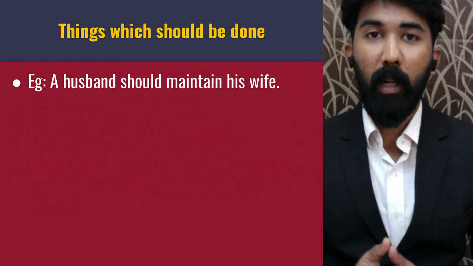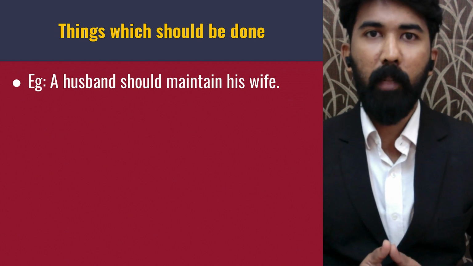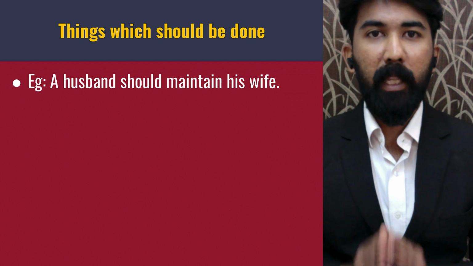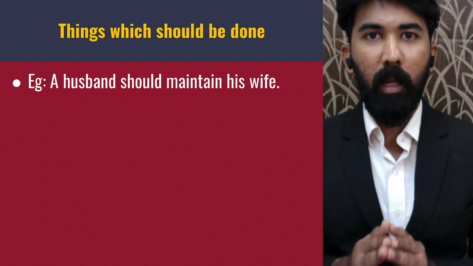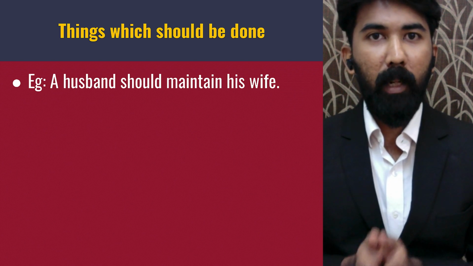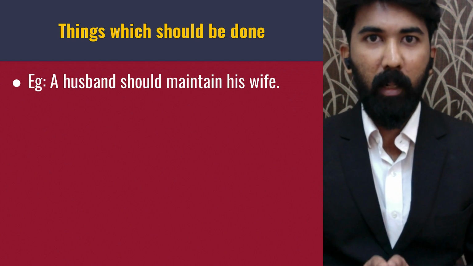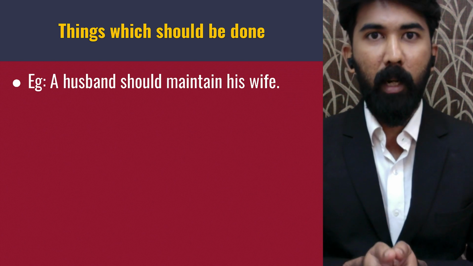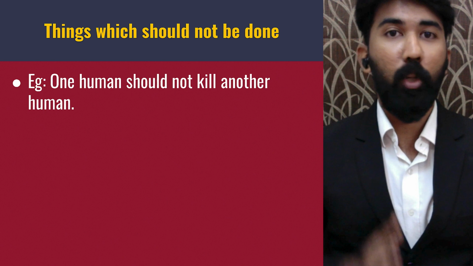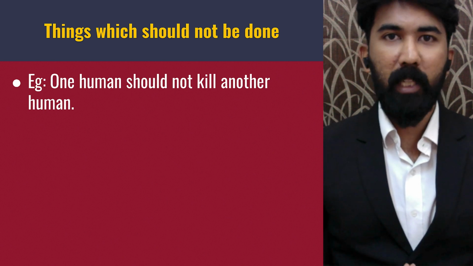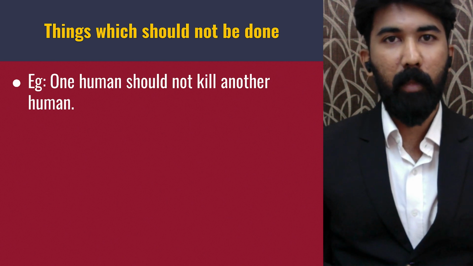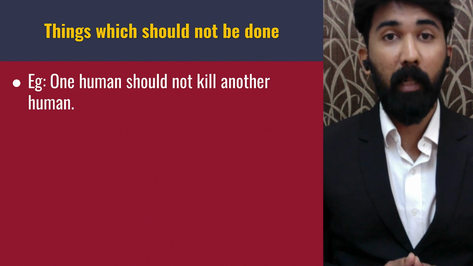Alright, so let's look at each of the aspects individually for better understanding. Okay, so first, things which should be done. A husband should maintain his wife. This is common in most of the personal laws, right? So this is something that should be done, which the law mandates. And secondly, things which should not be done. Homicide. One man should not kill another man, which is pretty common across the world, right?